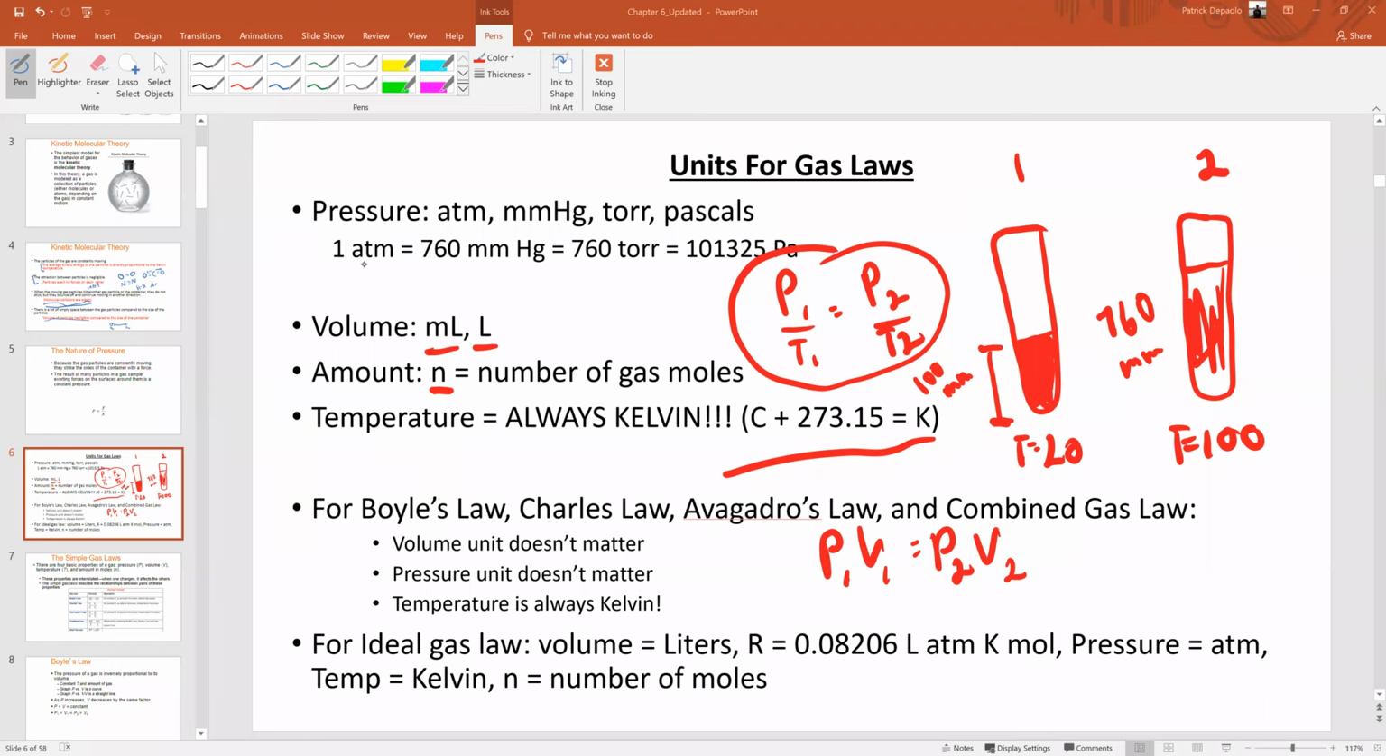For pressure, let's say we want to convert from atm to mmHg, we're multiplying by 760. For volume, milliliters and liters, we're multiplying by 1,000. Temperature, we're not multiplying, we're doing other things to it. So, can someone answer?